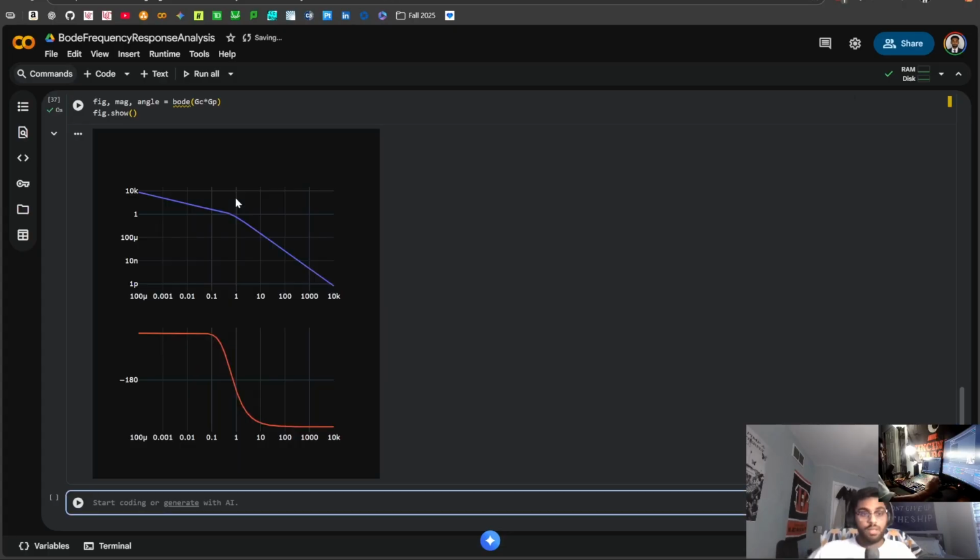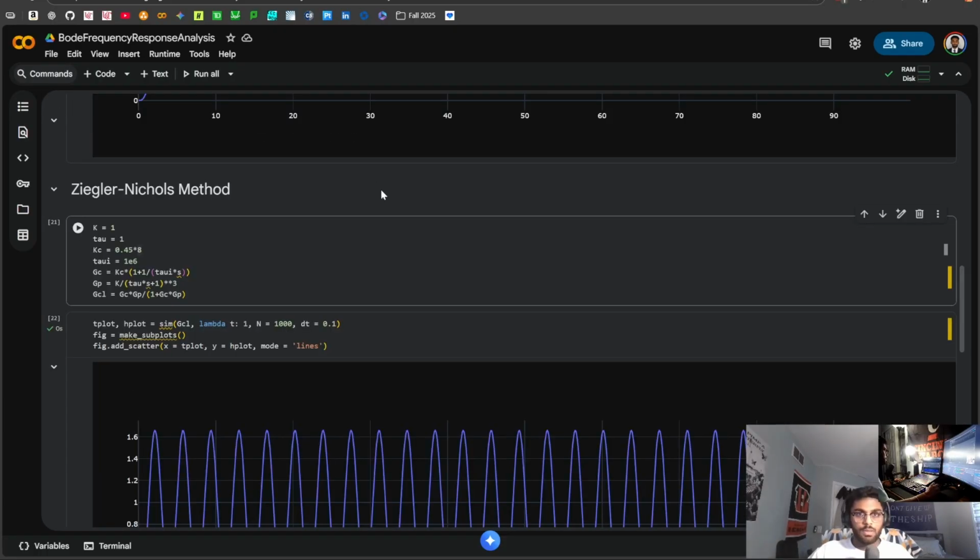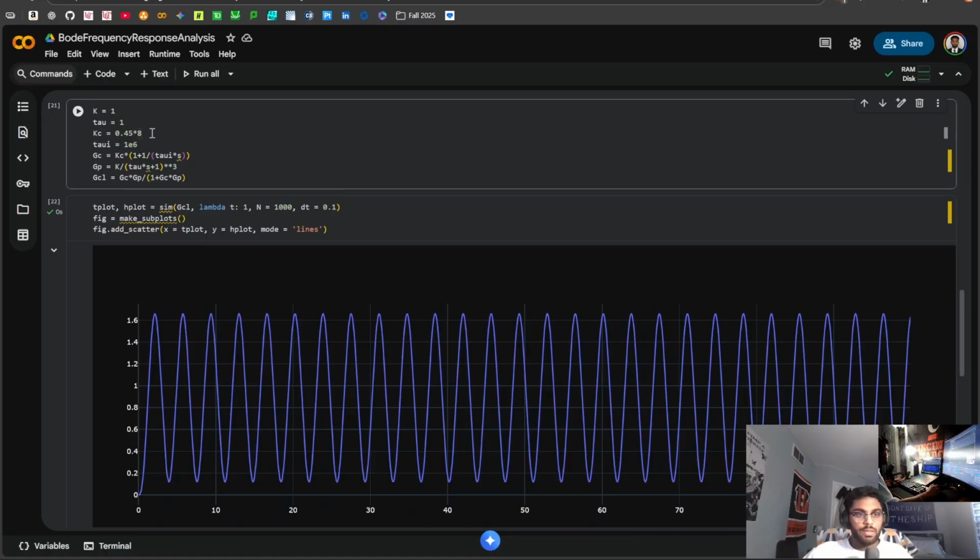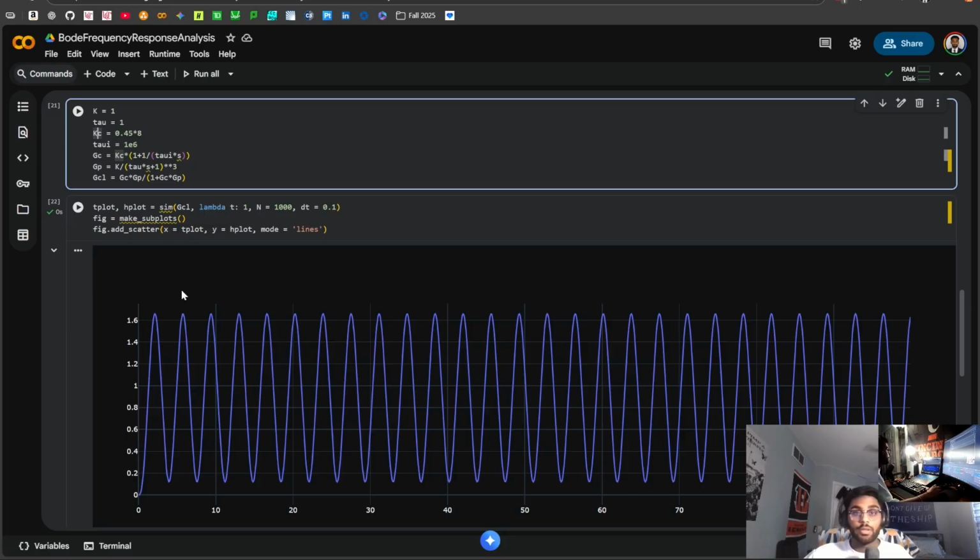But now if we run this, we see that we get a different graph. Now if we look at our crossover frequency, we get something about 0.72, and 0.72 on this graph gives us an amplitude ratio of about 0.68. So now that we have that K value all figured out, now we want to look at the oscillation time.